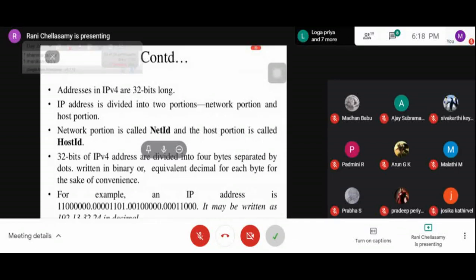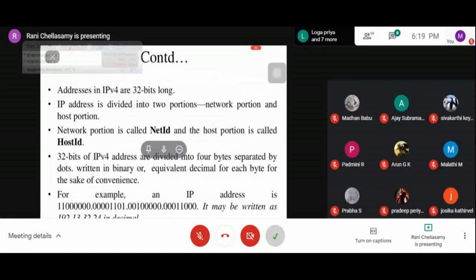For example, I can say 192.13.32.24, which is represented in decimal format, and these are the representations of zeros and ones in the binary format. So you can see 4 bytes. That is, an IP address can be represented in 4 bytes. Each byte is separated by a dot, and each byte may take a value from 0 to 255.